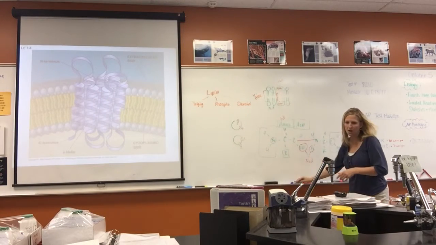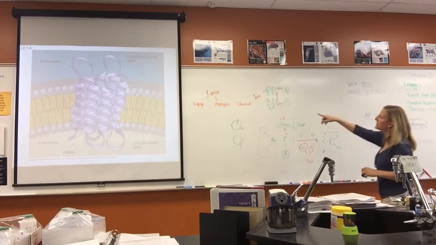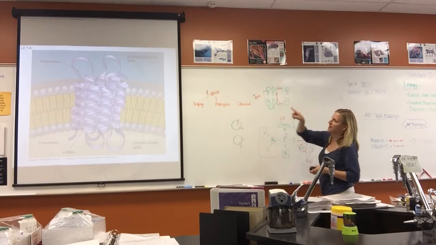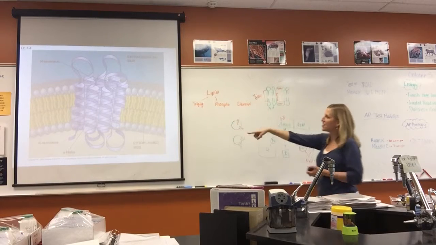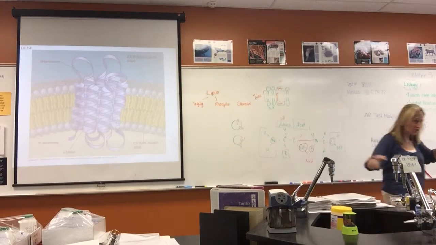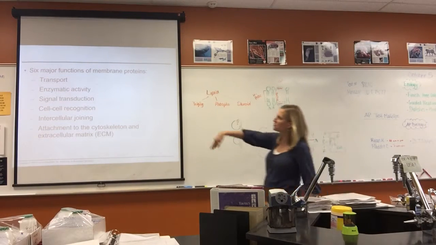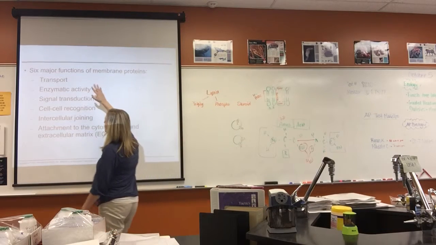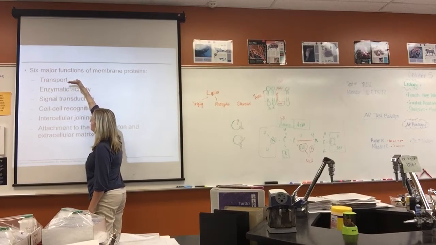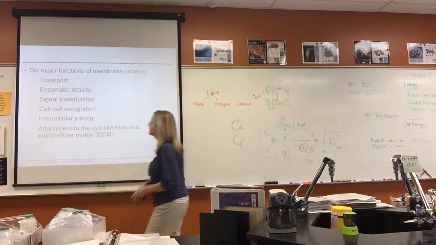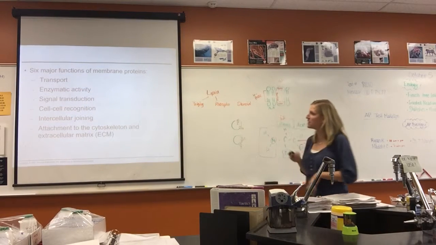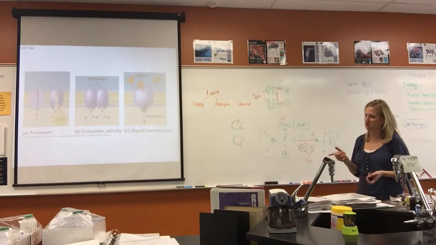Every protein embedded in the membrane has a different shape, and the shape determines its function, what it's going to do in the membrane. So what kinds of things can a protein do in the membrane? We have 6 different things here. I'm going to introduce all of these. The majority of this chapter is going to be about transport, and we'll talk a little bit about cell-to-cell recognition. So I'm going to explain these functions based upon these pictures here.